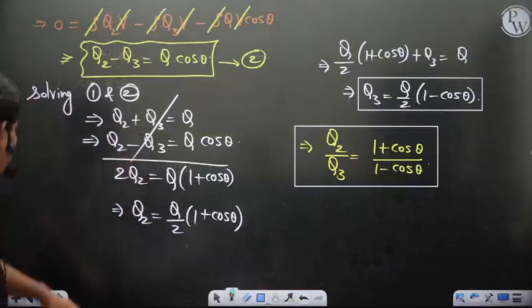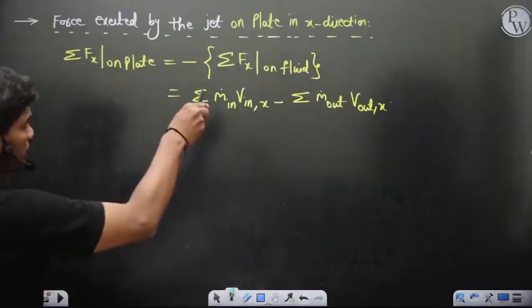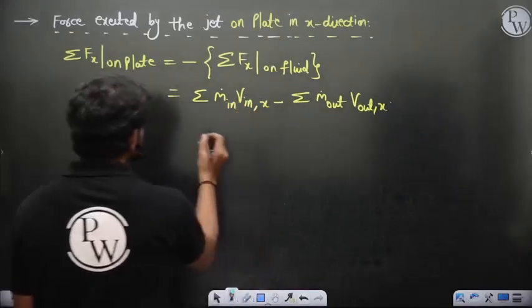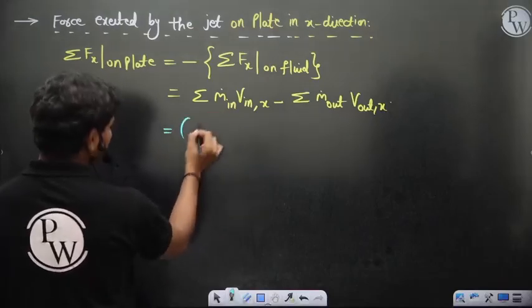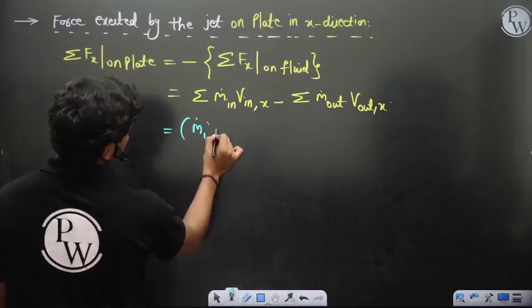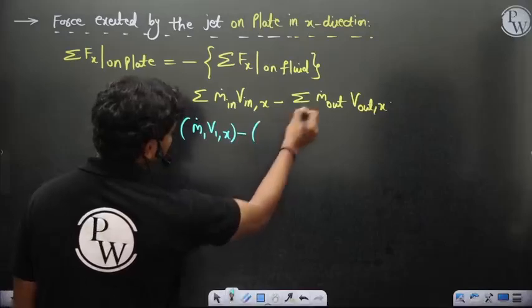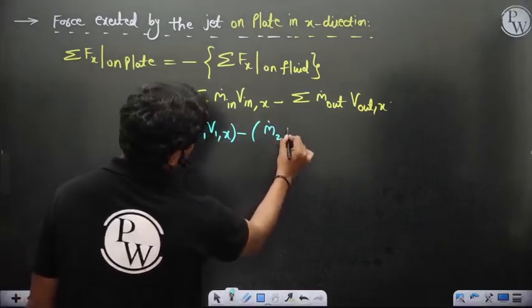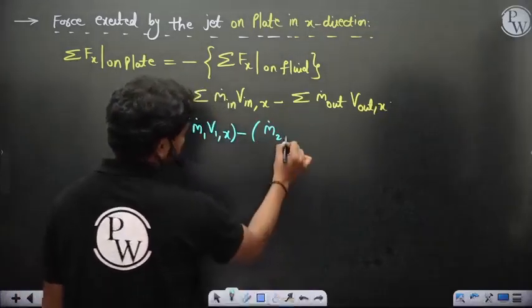Let's calculate this. What we are talking about is this force, m dot V out x. There is only one inlet: m dot 1 V1 in the x direction, minus there are a couple of outlets.